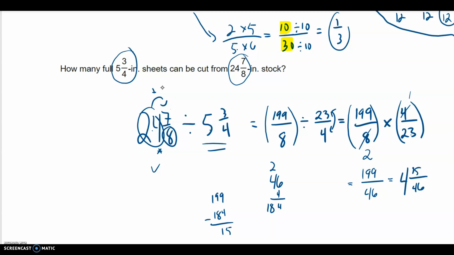Okay, so you got to be careful with this word problem. Now, this is the answer. This is what 24 and 7/8 divided by 5 and 3/4 is equal to. However, you can only get 4 full sheets. That's the question. How many full sheets? Because this is not a complete sheet. So the answer to something like this, you have to do a little bit more work than just the math, would be 4 full sheets.